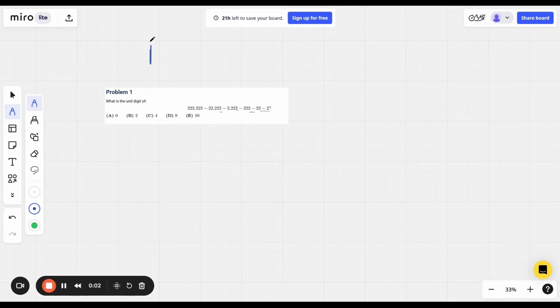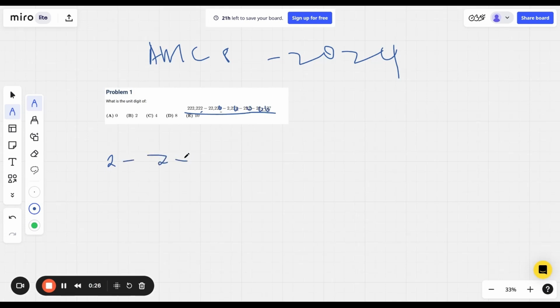Hello everyone, we will be taking up AMC 8 2024 today, just starting off with problem 1. So what's the unit digit of this sum over here? The unit digit that we got from here is 2. We're subtracting 2, 1, 2, 3, 4, 5 times. So minus 2 times 5 equals -8. And what this means is that we're just going back 8 steps from 10. So 10, 9, 8, 7, 6, 5, 4, 3, 2. You get the right answer.